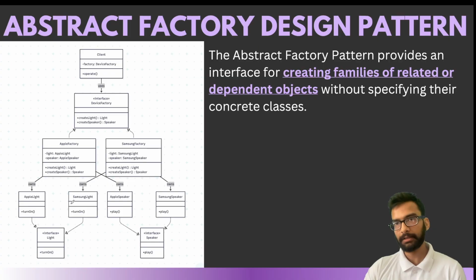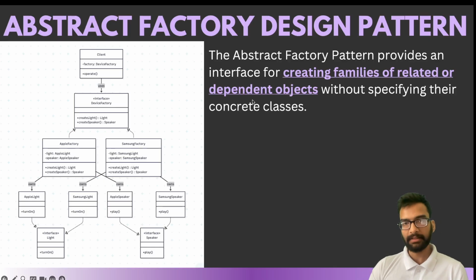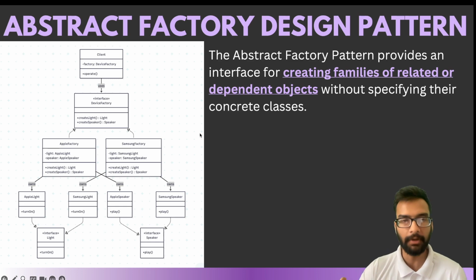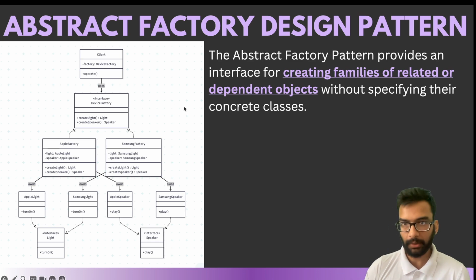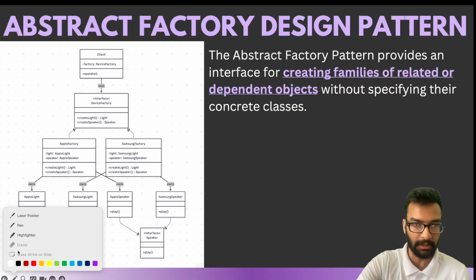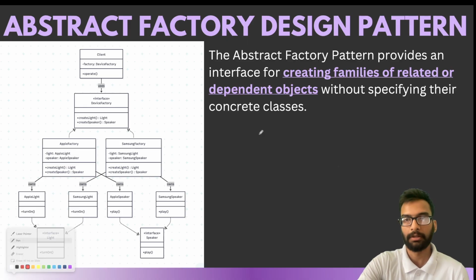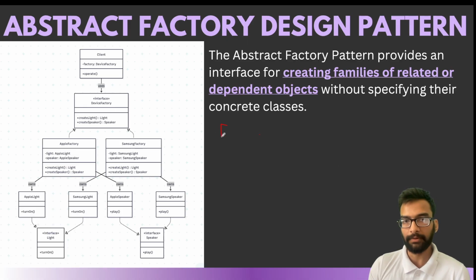Now let's understand what an abstract factory is. Abstract factory provides an interface for creating a family of related objects. The difference between an abstract factory and a normal factory is that a factory creates a single object, whereas an abstract factory creates a family of objects. So this is the main difference. A factory gives one object. An abstract factory creates a family of related objects.